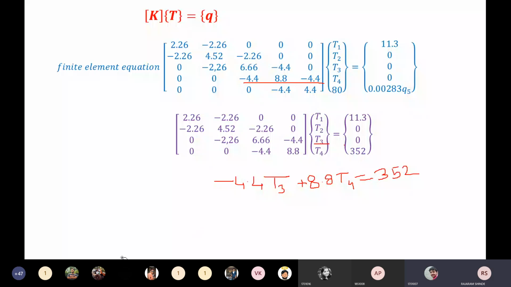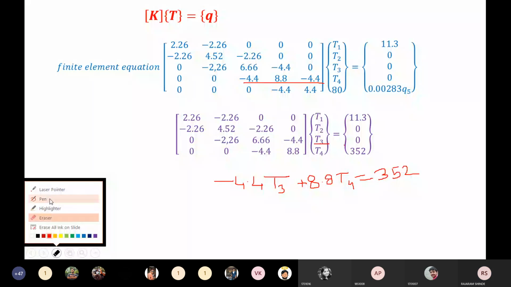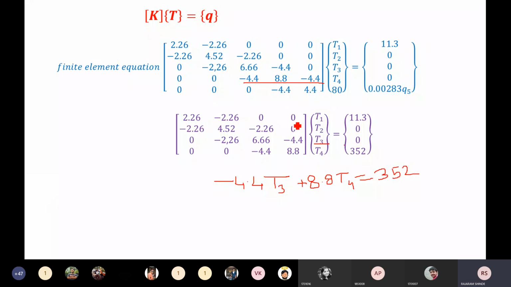You see this one. Your first equation is 2.26 T1 minus 2.26 T2 is equal to 11.3. It is same to this equation. Okay. Second equation: 2.26 T1 minus 4.52 T2 minus 2.26 T3. Okay, and this equal to 0.